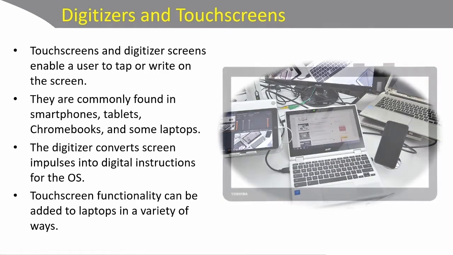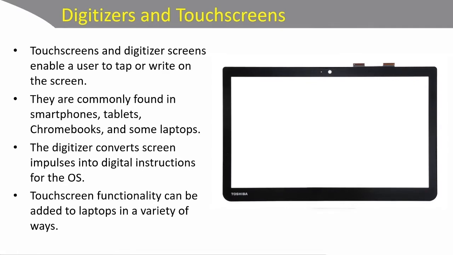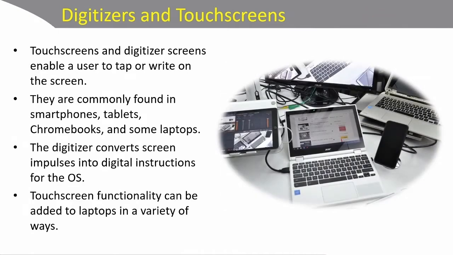Or we could install an overlay on top of the device, which either connects internally or could possibly be USB-based. Or we could install a magnetic bar on the bottom that allows for touchscreen capability. And these are usually USB-based as well. So let's take a look at a couple of the devices that use touchscreens.